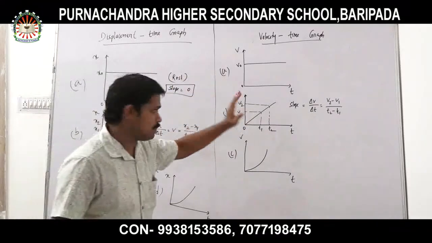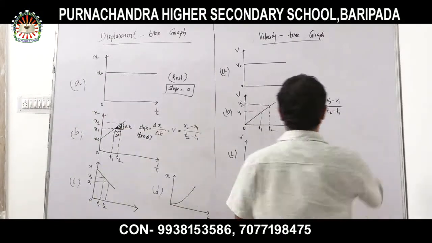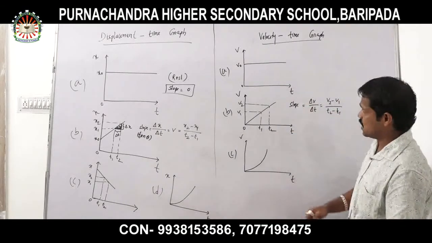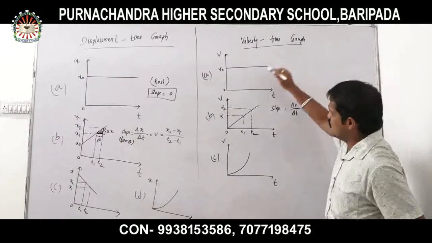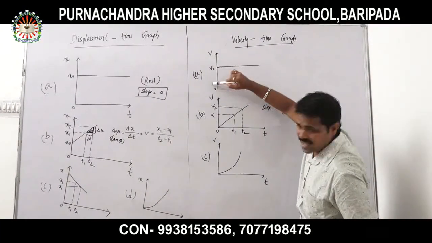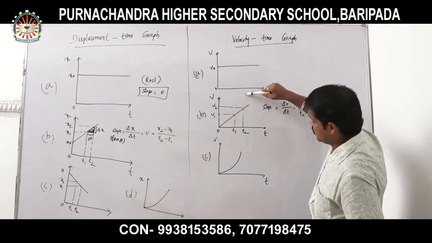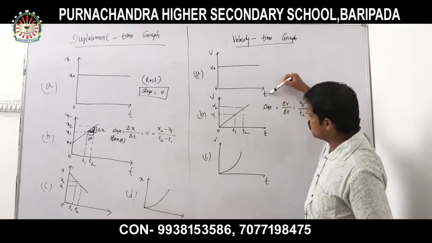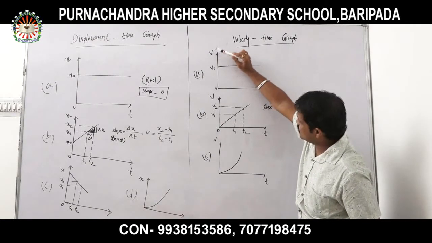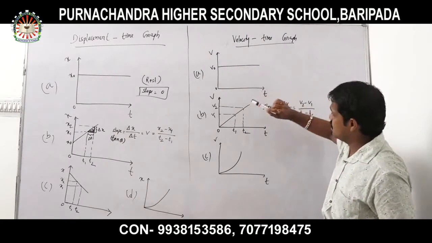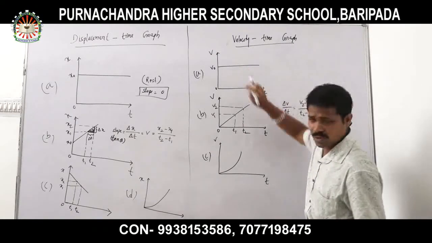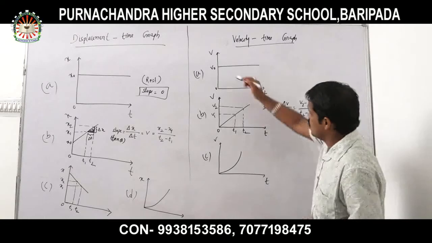Now come to the second part, that is the velocity time graph. Okay, so in the velocity time graph, look at the graph, all of you. The velocity is on the y-axis and the time is on the x-axis. Clear? Now look at the first one.